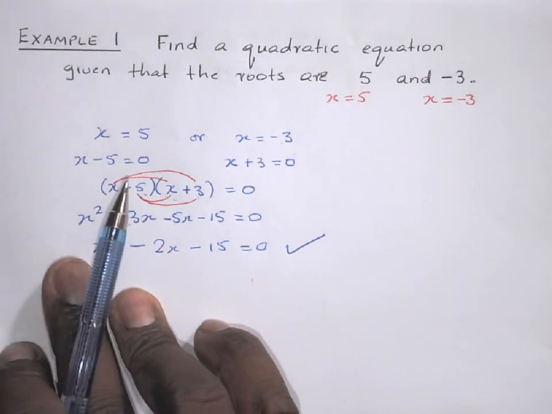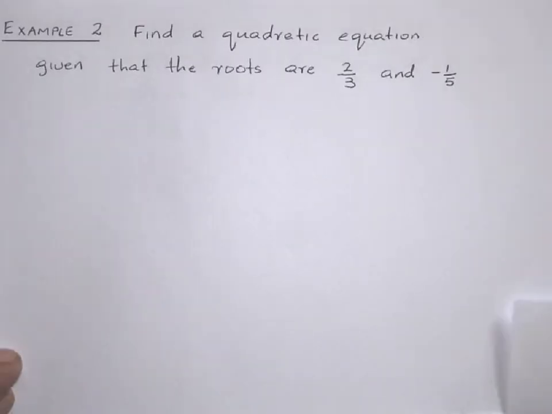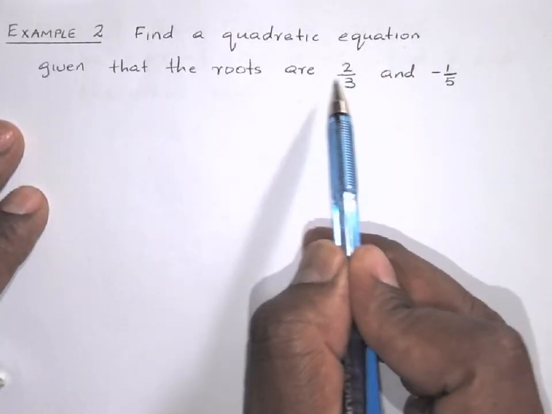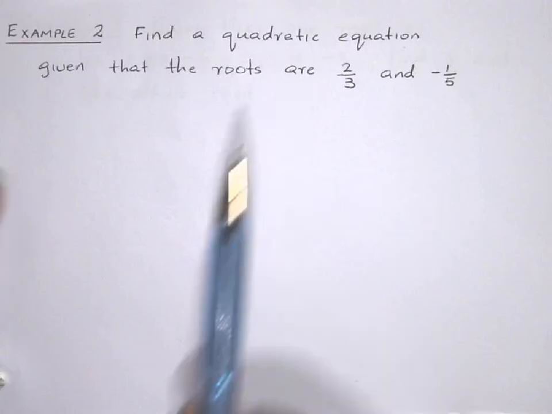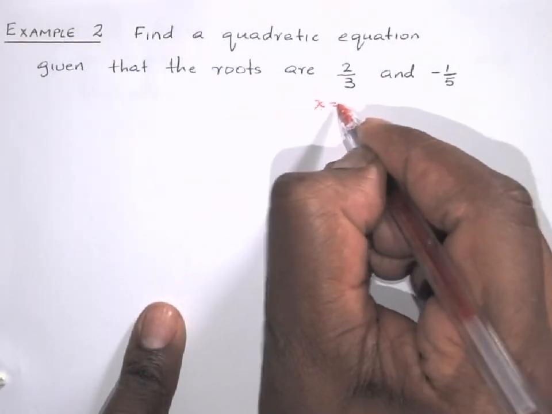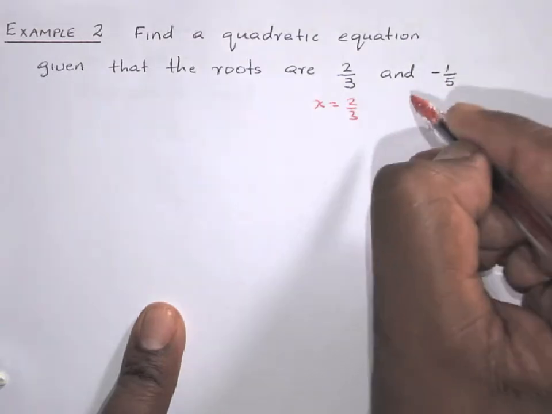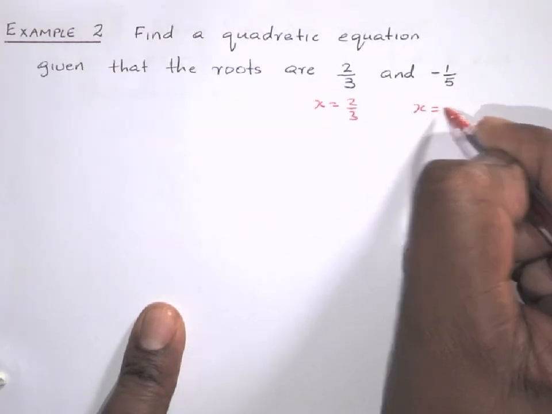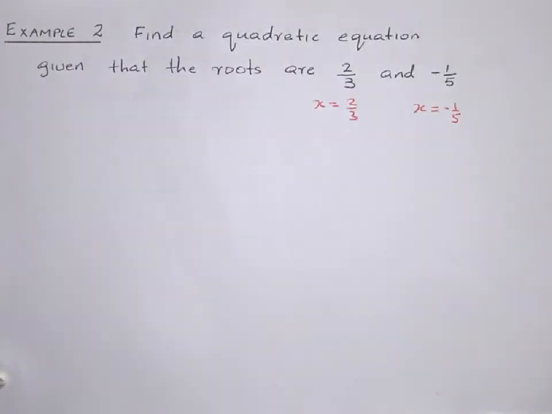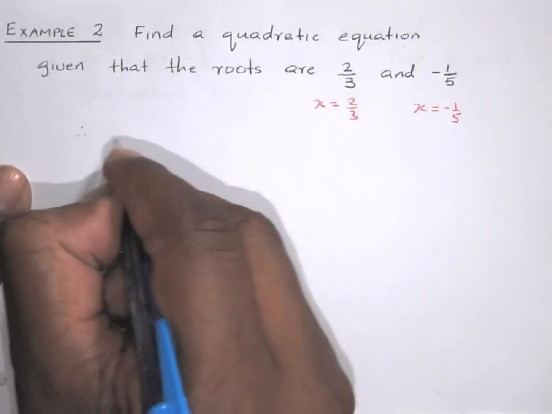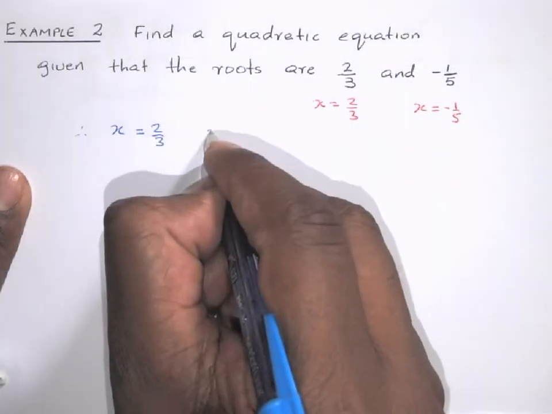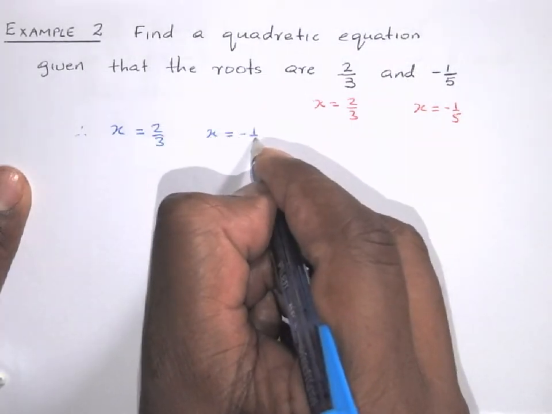Let's look at another example. Another example says, find a quadratic equation given that the roots are 2 over 3 and minus 1 over 5. What does that mean? It means that x is equal to 2 over 3, and this one means that x is equal to minus 1 over 5. So we do have the roots there. So therefore we can say now, if x is equal to 2 over 3, the other one says x is equal to minus 1 over 5.